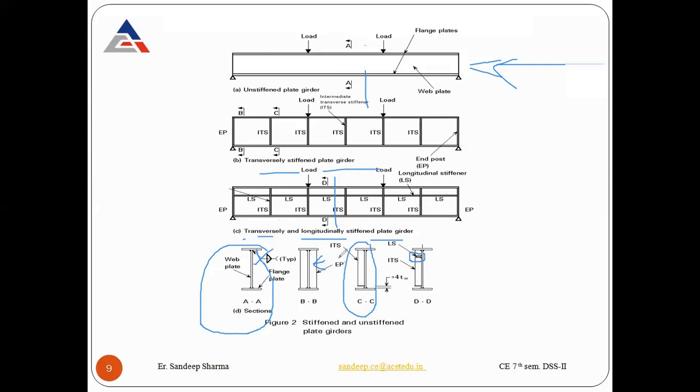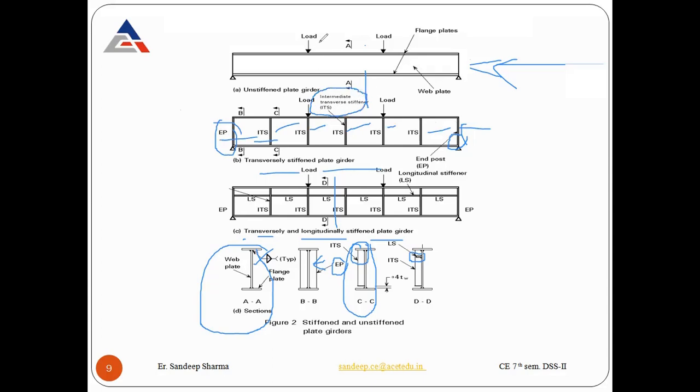This is basically the end plate that you can see here, the end post. This is the longitudinal stiffener. These are the intermediate transverse stiffeners that you can see from here. Here you can see this one is an intermediate transverse stiffener. So these are all the intermediate transverse stiffeners, and these two are the end posts. That's why they write here EP is the end post and ITS is the intermediate transverse stiffeners.